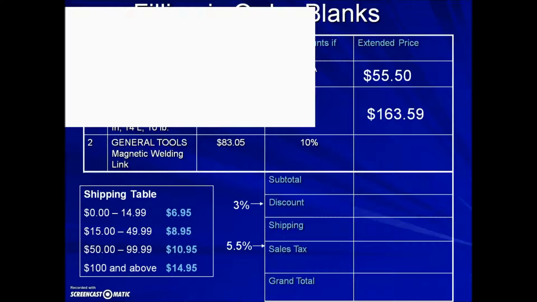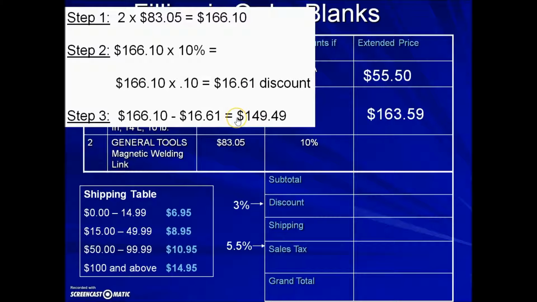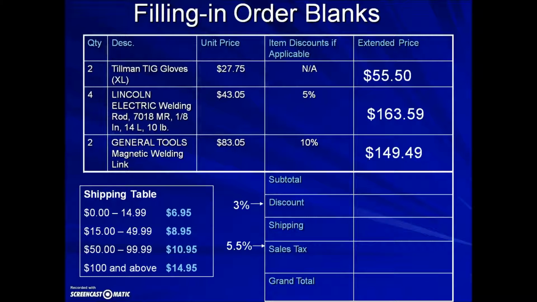The third row on this table is 2 of these magnetic welding links at an original price of $83.05, but there's a 10% discount, so to calculate that discount or part, we'll take the base, which is the original cost, times the rate as a decimal, giving us a $16.61 discount. Our extended price is the difference between the original and the discount, which is $149.49. We'll add those 3 values up.